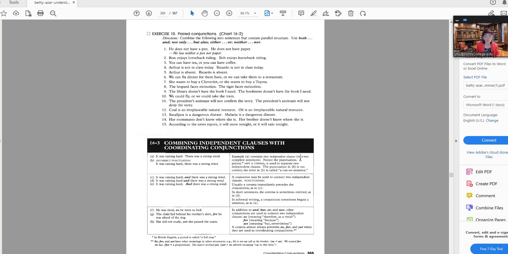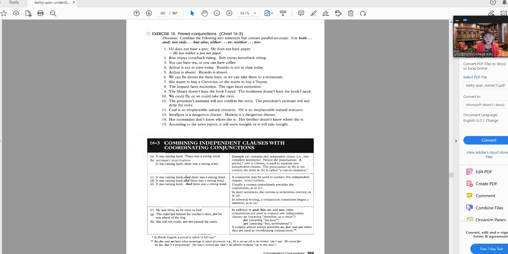proper punctuation. So example A contains two independent clauses, that is, two complete sentences. Notice the punctuation. A period, not a comma, is used to separate two sentences. The punctuation is not correct. So the punctuation here is not correct because it's a comma. So you need to have a period here and a capital T. Or you need a comma and an and in order to correct it. So here they correct the sentence. It was raining, comma, and there was a strong wind.